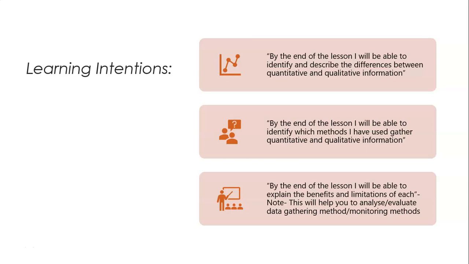So these are your 3 learning intentions today. By the end of the lesson you'll be able to identify and describe the differences between quantitative and qualitative information. You'll be able to identify which methods you've used already to gather such 2 different types of information. And finally, you'll be able to explain the benefits and limitations of each. This will also help you to analyse or evaluate data gathering methods.